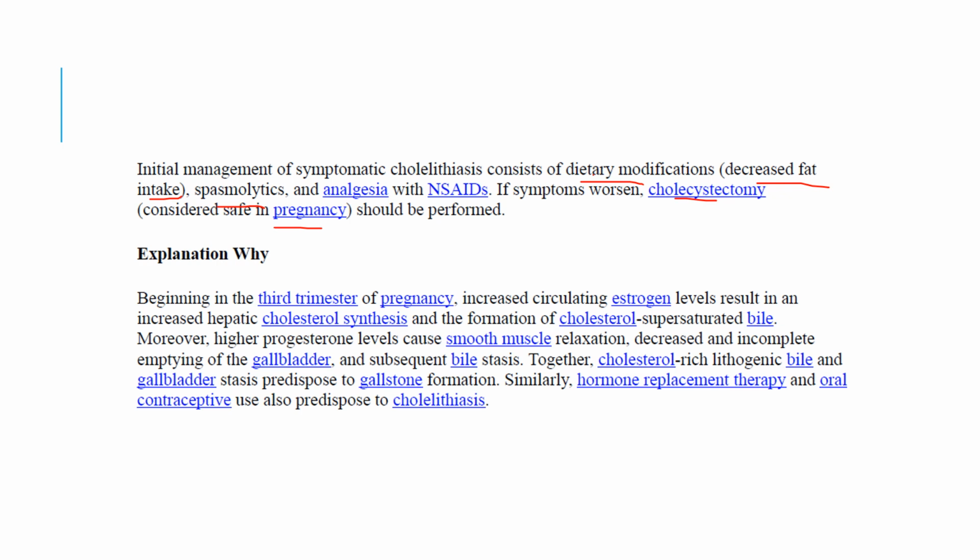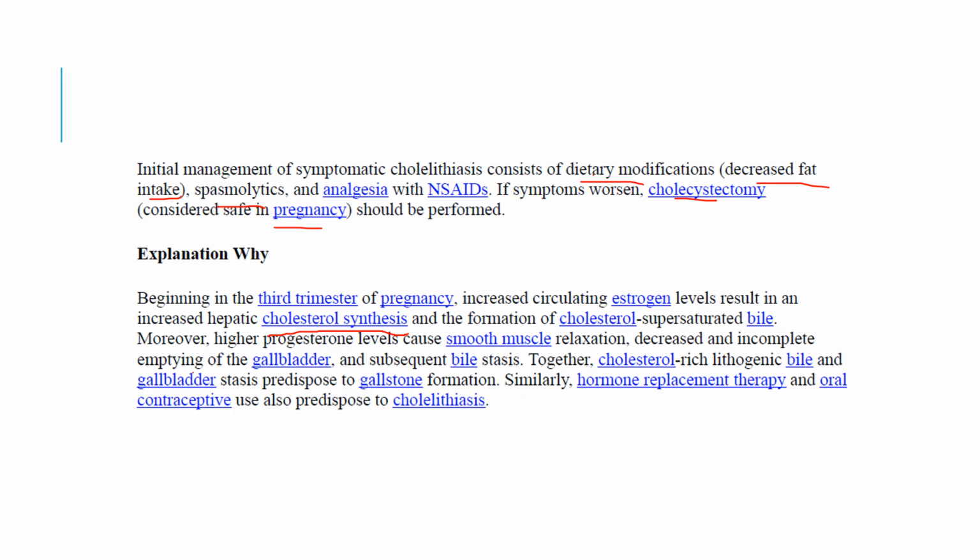Beginning in the third trimester, due to increased circulating estrogen, there is increased hepatic cholesterol synthesis. This is the pathogenesis behind the increase in gallstones during pregnancy, and the formation of cholesterol supersaturated bile. Moreover, higher progesterone causes smooth muscle relaxation, with decreased and incomplete emptying of the gallbladder.